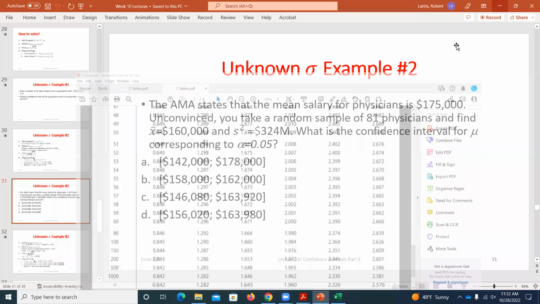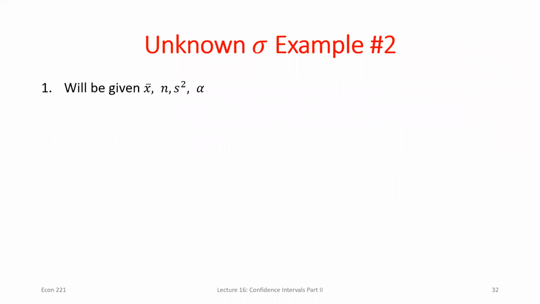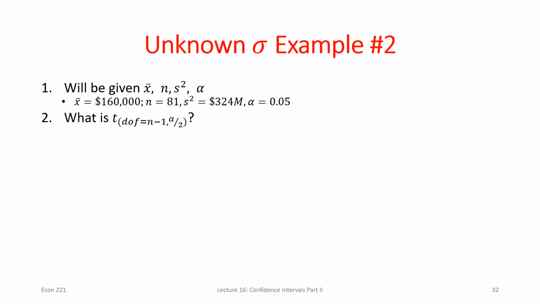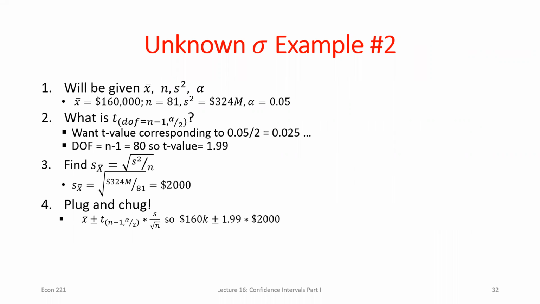All right, so I know this is a lot. So what we did, right, we identified what we were given: our sample mean, our sample size, and our sample variance, and then we were told alpha. We then looked up that t-value using that table, degrees of freedom of 80, and that alpha divided by 2 value of 0.025. Then if we wanted to, we could use that intermediate step to calculate the standard deviation of my sample means. And now it's a matter of getting everything plugged into that equation.